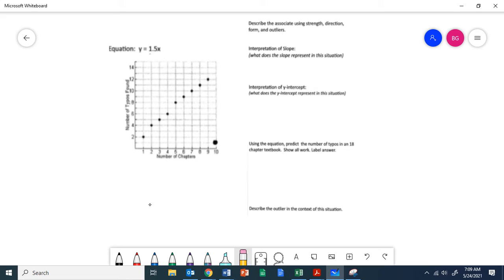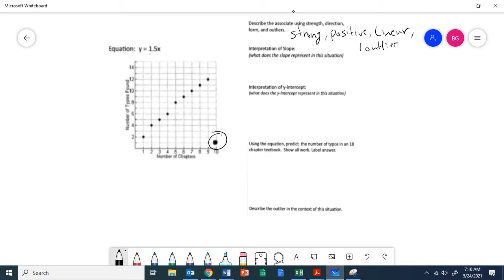Okay, so first off, I think we could all describe what this association is. So describe this association for me. For strength, this one is strong, so I'm going to write strong. Our direction is positive. Our form is pretty linear. And any outliers? Yes, we have one outlier way at the bottom, way outside of what the rest of the data is.